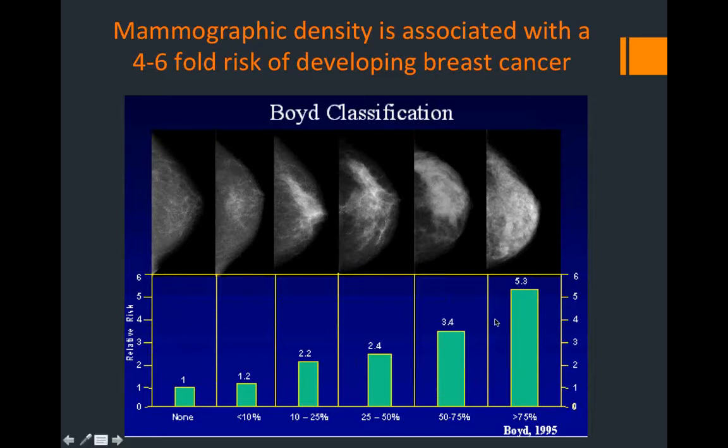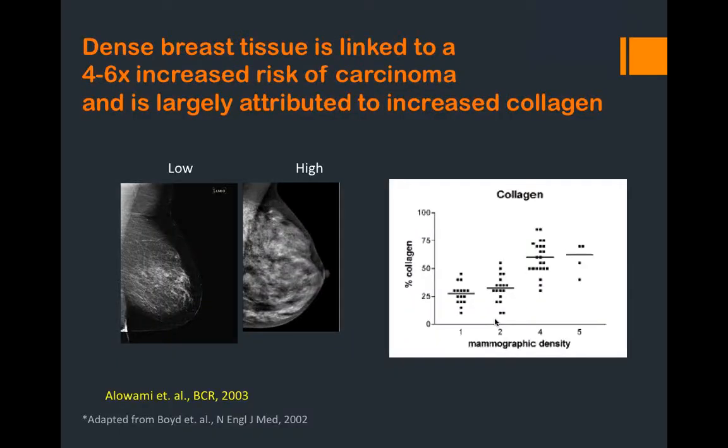So that suggests that something that's causing this mammographic contrast might in and of itself be a precursor or a prominent risk factor for the development of the disease. And so there was a paper that came out a little bit afterwards by Alowami and colleagues, also from Boyd's group, that tried to characterize what the major players are that are causing these increases in density in mammograms.